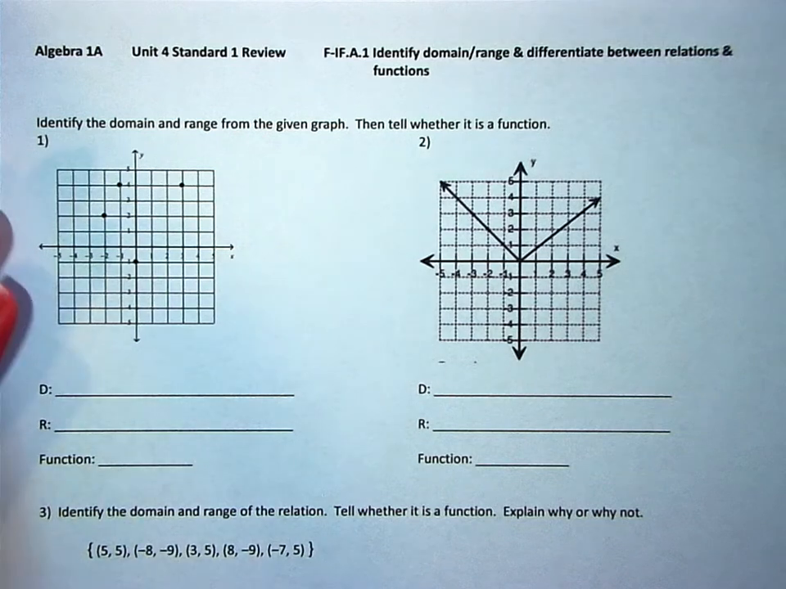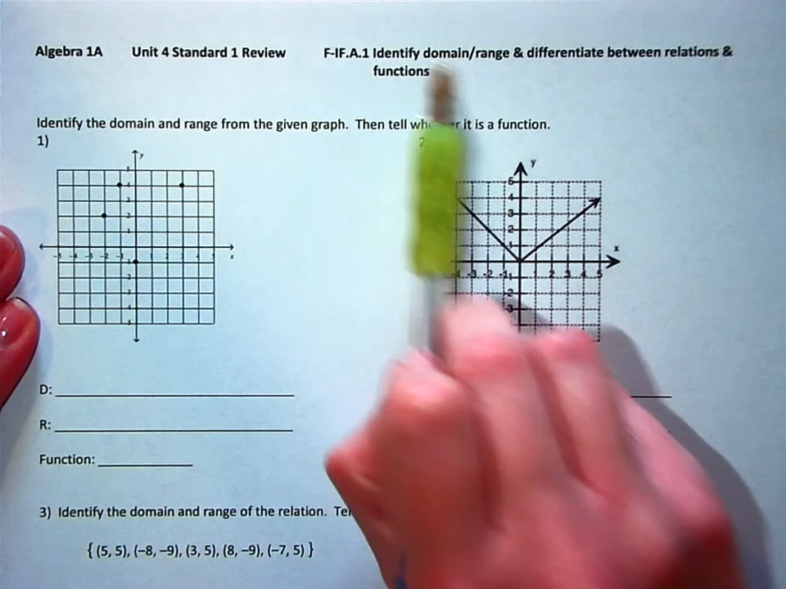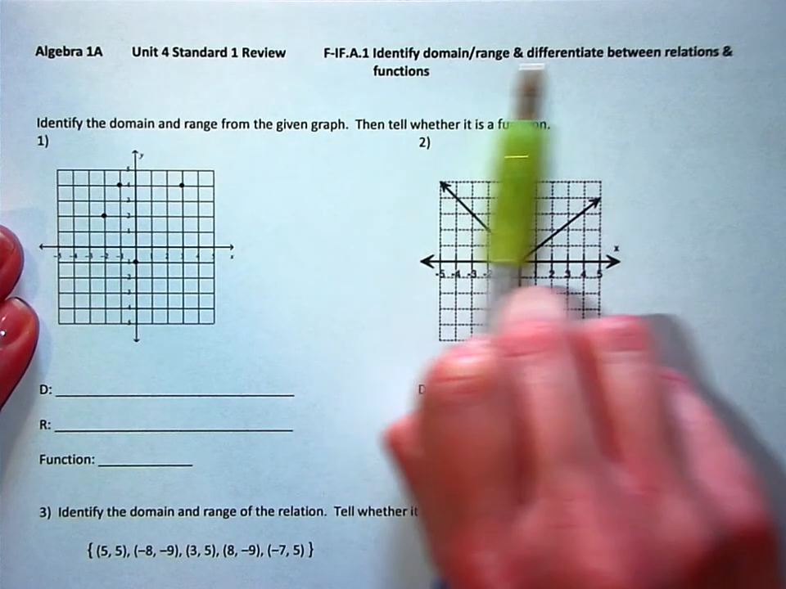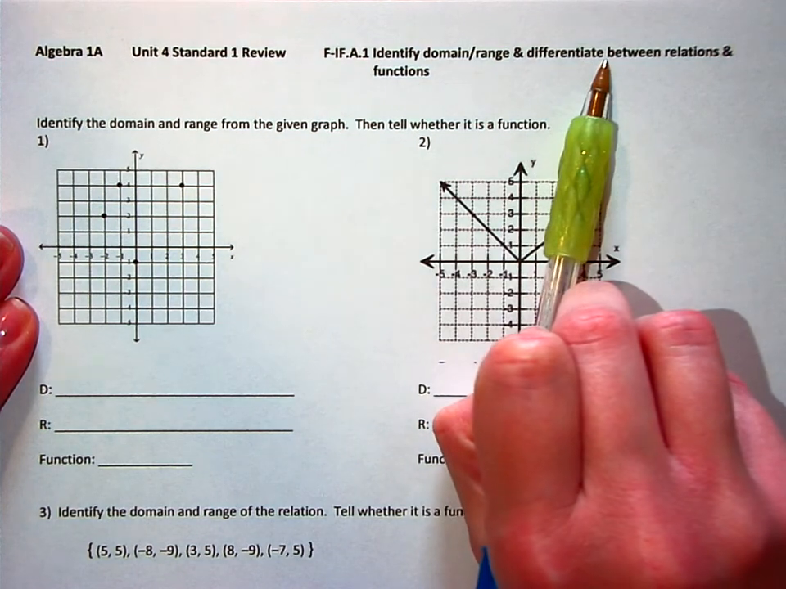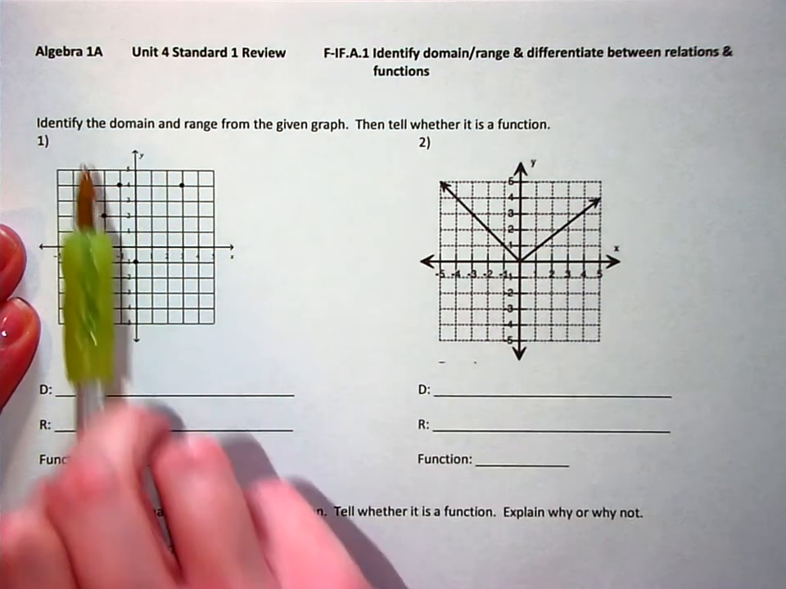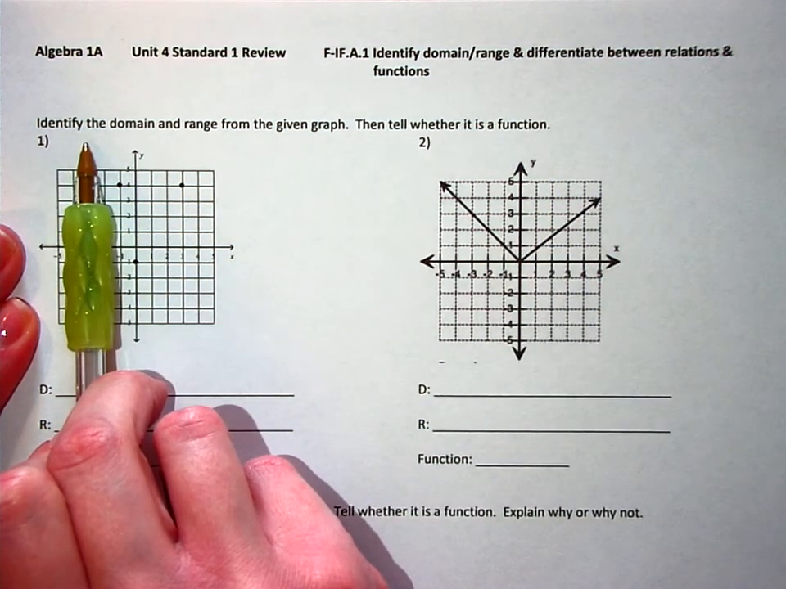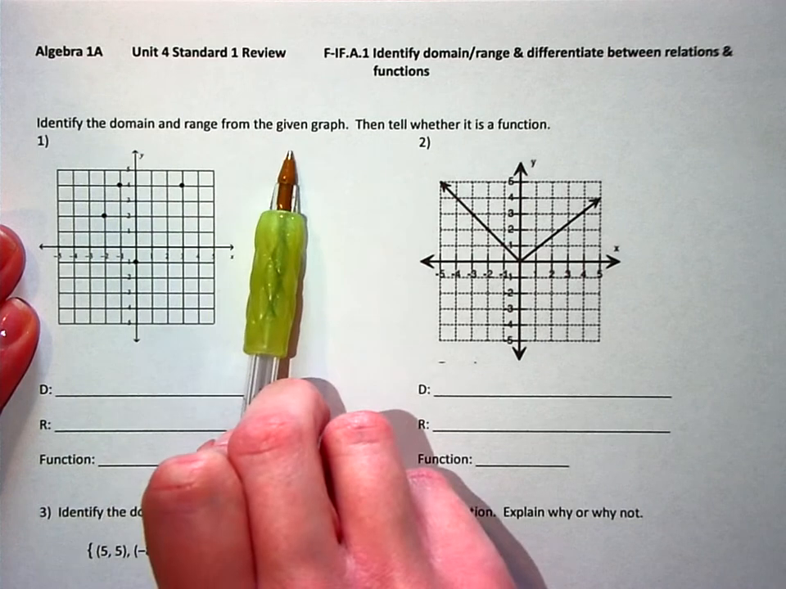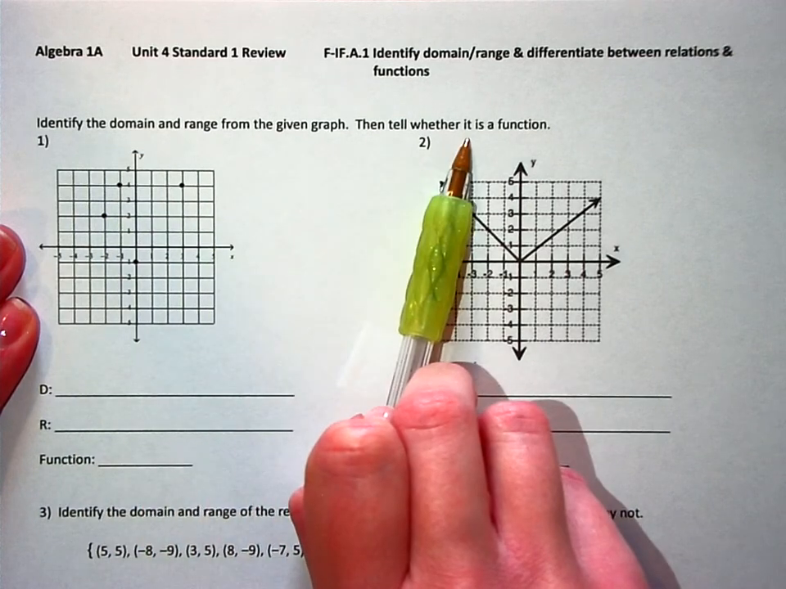So this is Unit 4, Standard 1 Review. Identify domain and range and differentiate between relations and functions. The first one, identify the domain and range from the given graph, then tell whether it is a function.